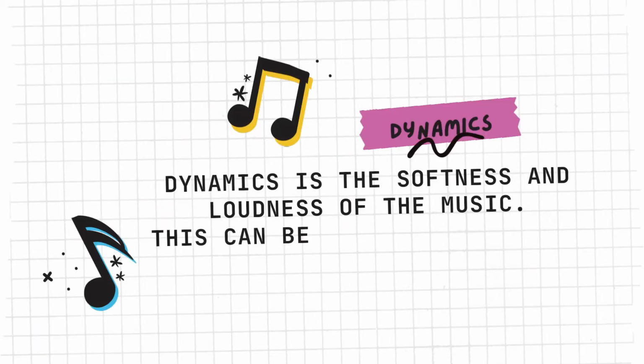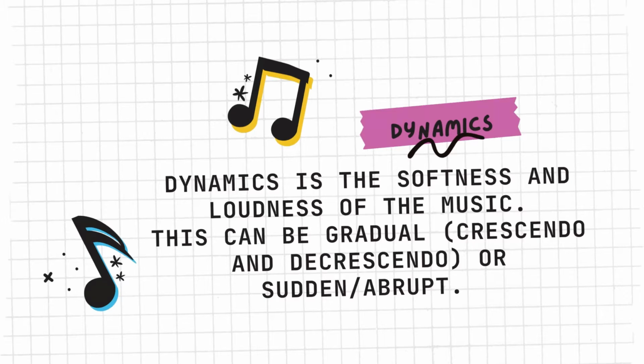The second element of music is dynamics. Dynamics is about the softness and loudness of music. This can be gradual, crescendo and decrescendo, or sudden or abrupt. Dynamics in music suggests the emotional aspect of the composition. Soft music suggests themes such as love, while loud and strong music suggests bravery or war.